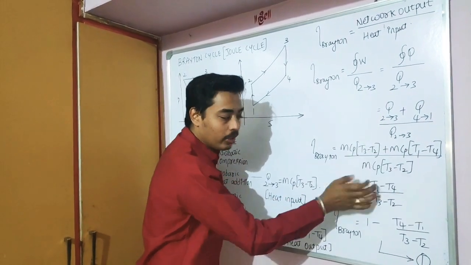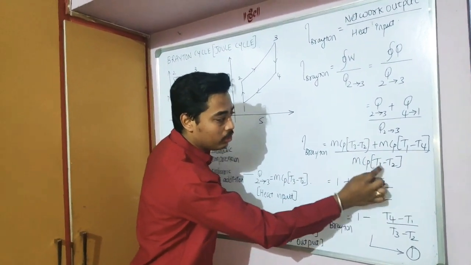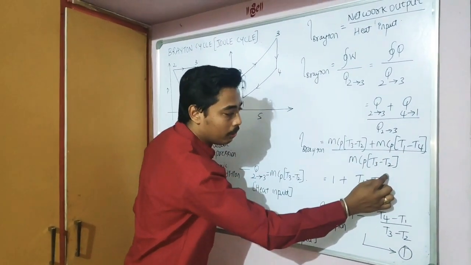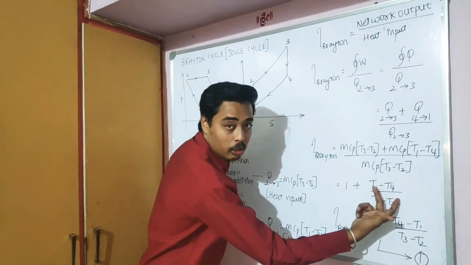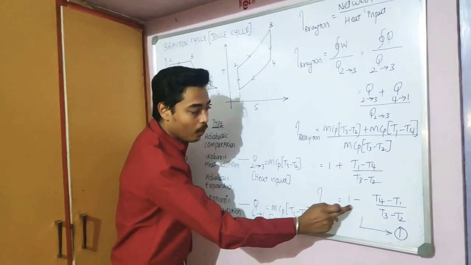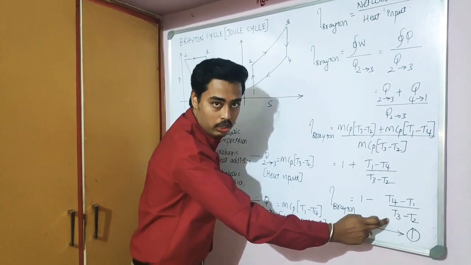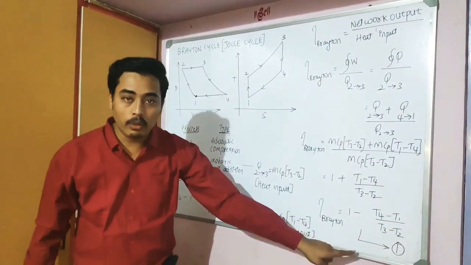So mCp you can just take common and cancel it. So (T3 minus T2) divided by (T3 minus T2) is 1, plus (T1 minus T4) divided by (T3 minus T2). Now what you are doing is changing the sign of the numerator. So efficiency of Brayton cycle is given by 1 minus (T4 minus T1) divided by (T3 minus T2). So just take it down from here, completing up to equation 1.